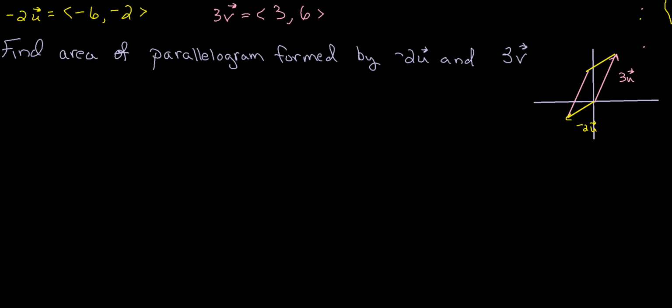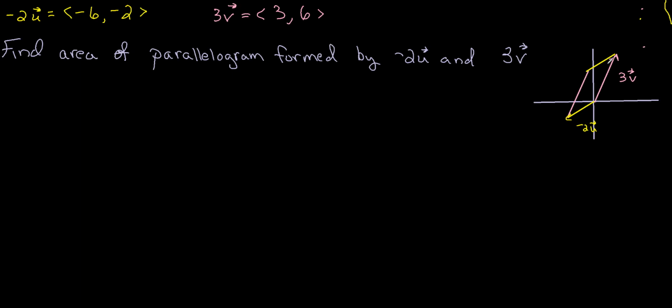Hi everyone, in this video I'd like to talk about how to find the area of a parallelogram formed by two vectors. And in this case I'm working with some vectors from a previous video. We had negative 2u as the vector negative 6, negative 2, and the vector 3v was the vector 3, 6.